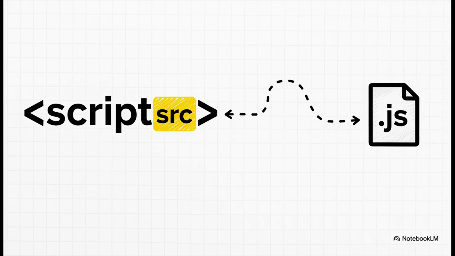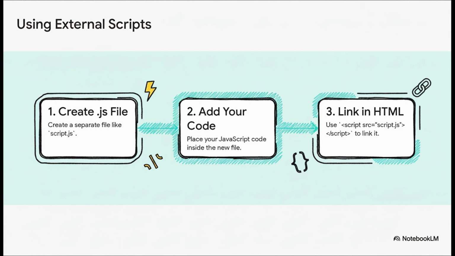So how do you actually hook up that external file? The whole secret is the src attribute. src just stands for source. You just add this little attribute to your script tag and tell it where to find your JavaScript file. It's literally that easy. And here are the exact steps.